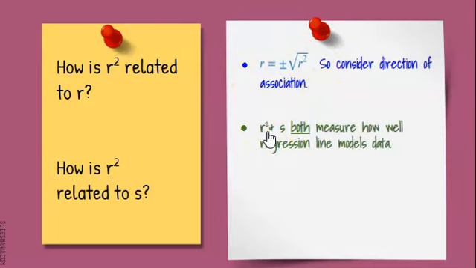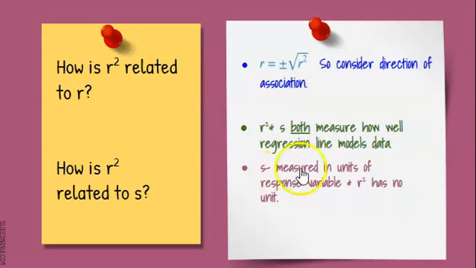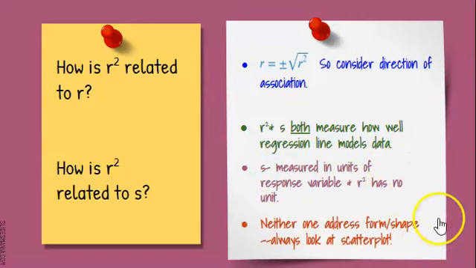Now, r squared and s both measure how well the regression line models the data. It's just two different measurements. s is measured in the units of the response variable, while r squared doesn't have any units. And neither one of them addresses the form or the shape. Okay, they don't tell us if it's linear or not.